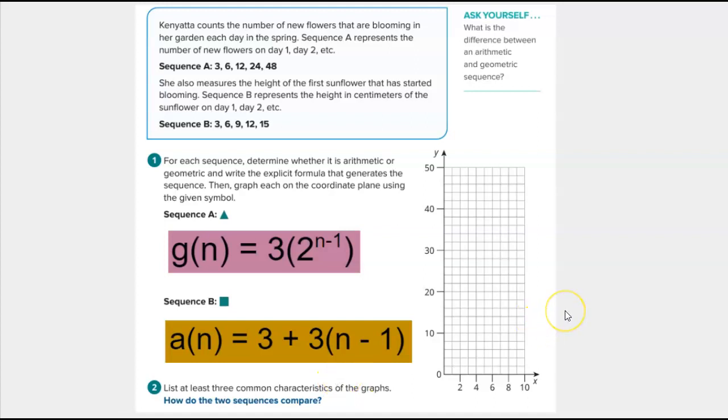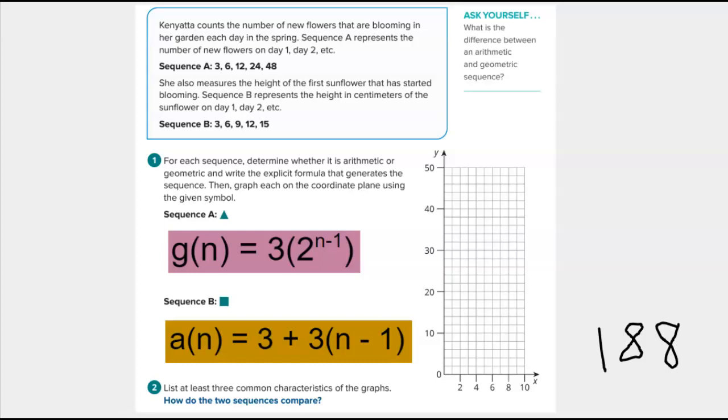The next phase of this assignment is to go to page 188 of your textbook. So go to page 188 of your textbook, and you're going to figure out which equation or function matches each of these sequences. So sequence A is these numbers.